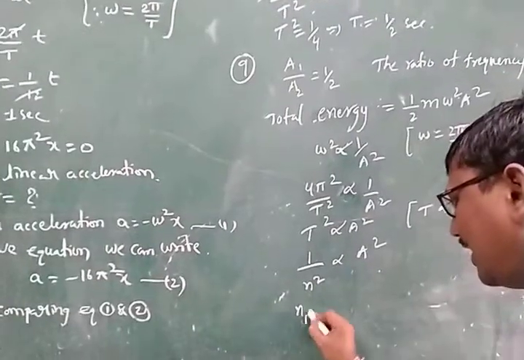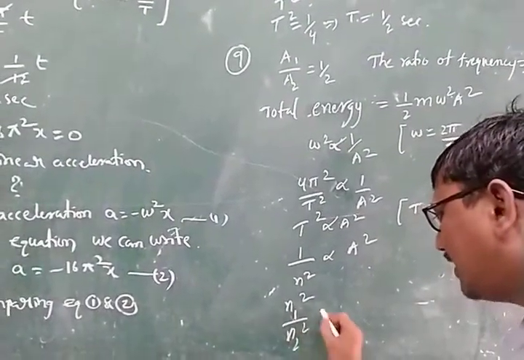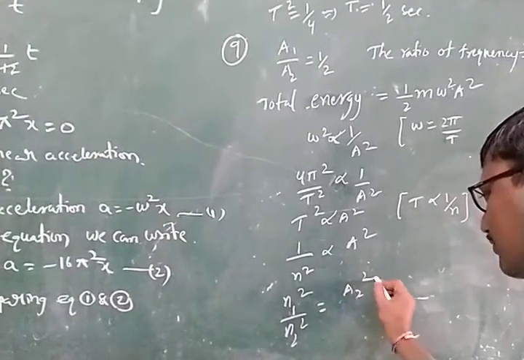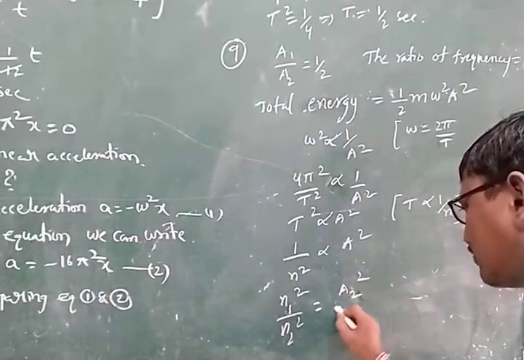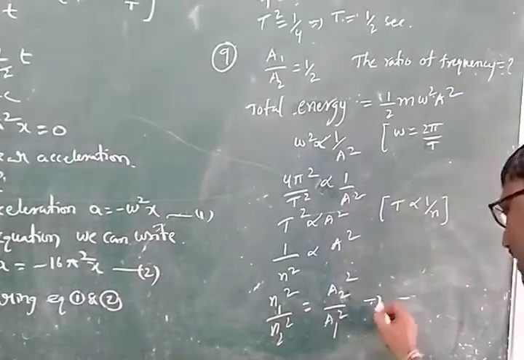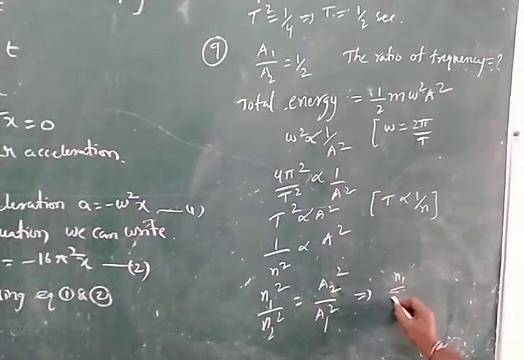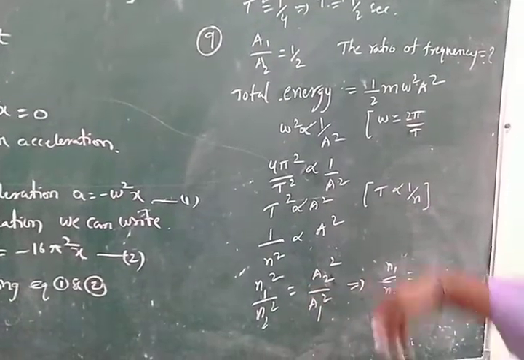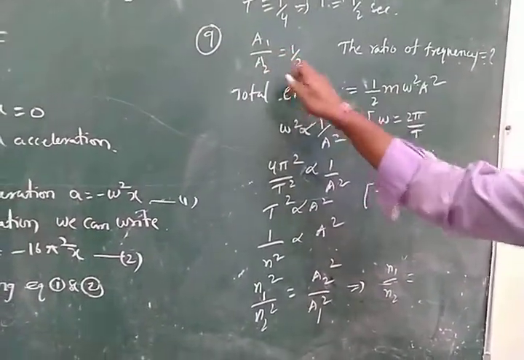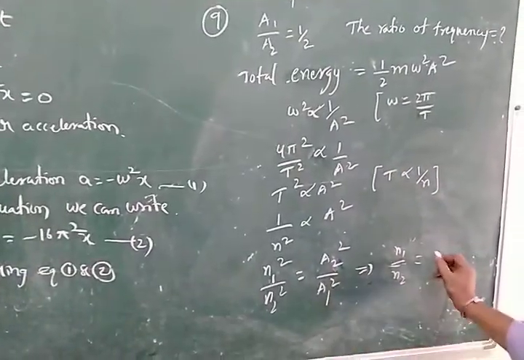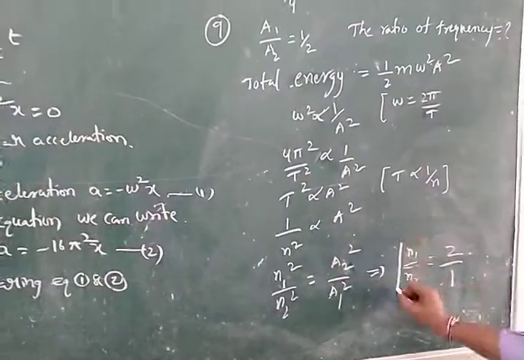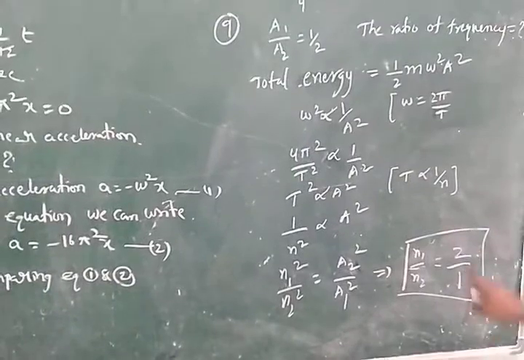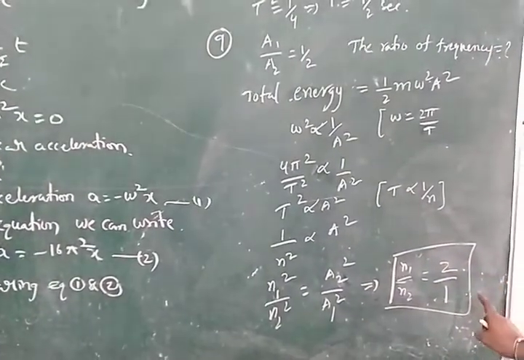Write the ratio: n1 square by n2 square is equal to A2 square by A1 square. Squaring on both sides cancels, so n1 by n2 is equal to A2 by A1, and A1 by A2 is given as 1 by 2. So we can write A2 by A1 as 2 by 1. This is the ratio of frequency. n1 by n2 is equal to 2:1.